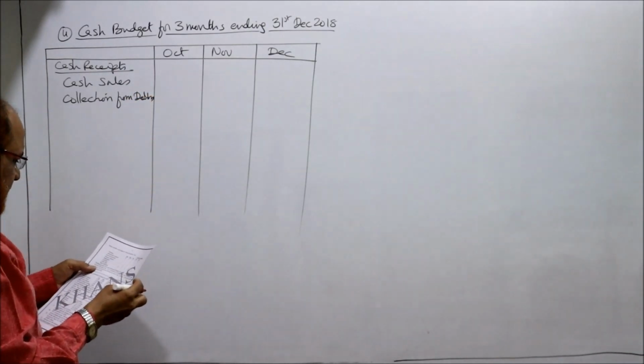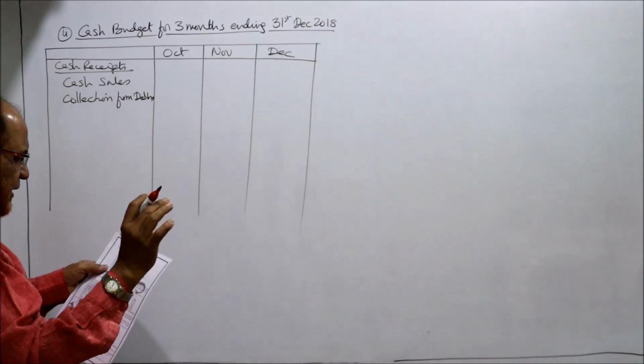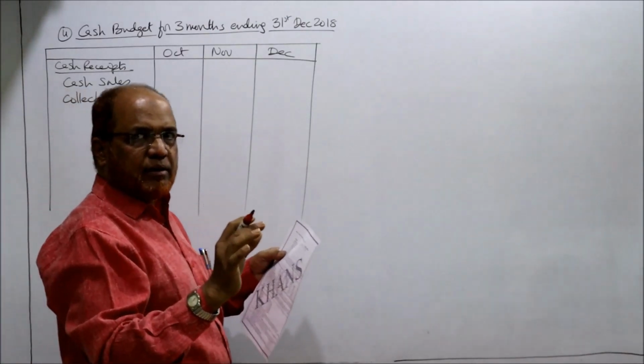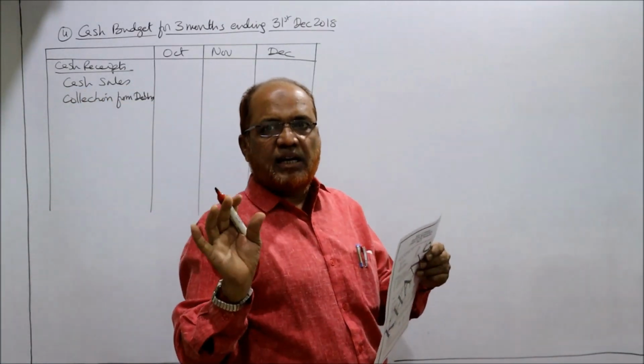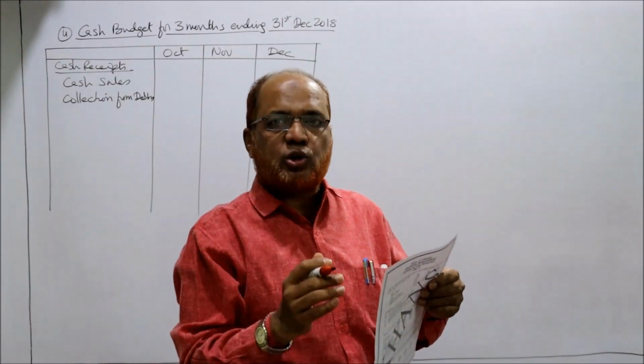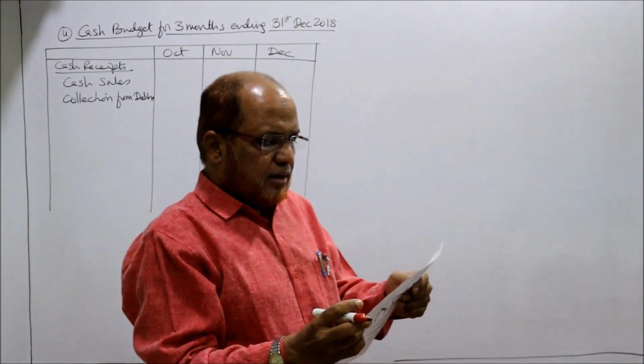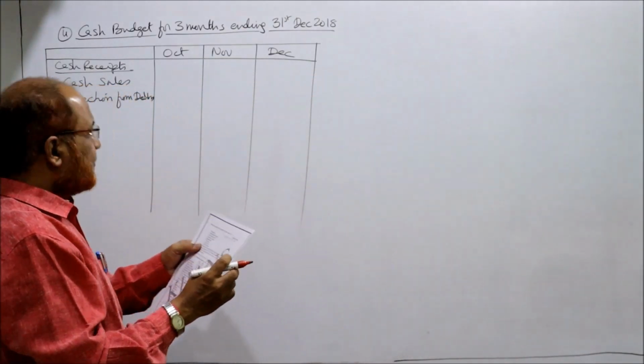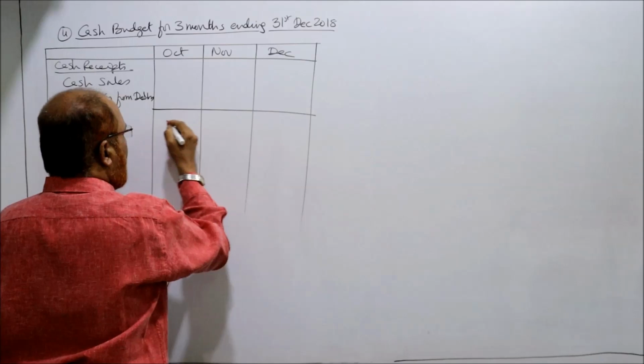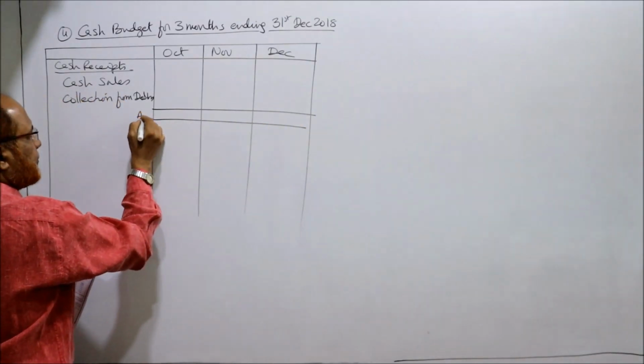Is there any sale of fixed asset? There is, but it is there only in the month of September. September is not in our budget. Our budget starts from October. So the sale of fixed asset in September we should not take. Remaining all other items are given. So only 2 items we have in the receipts column.